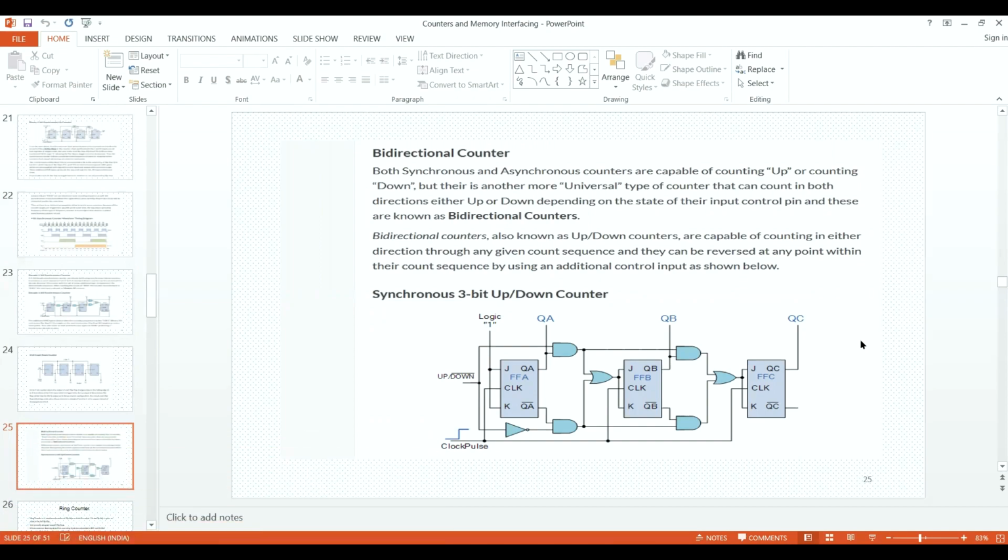Bidirectional counter, as the name suggests, can be synchronous and can also be asynchronous. The other name of the bidirectional counter is the universal counter, which can be used for counting up and down. When we use a bidirectional counter, it is capable of counting in a particular direction depending upon the sequence, and it can be reversed also. This is the beauty of a bidirectional counter having a different sequence.